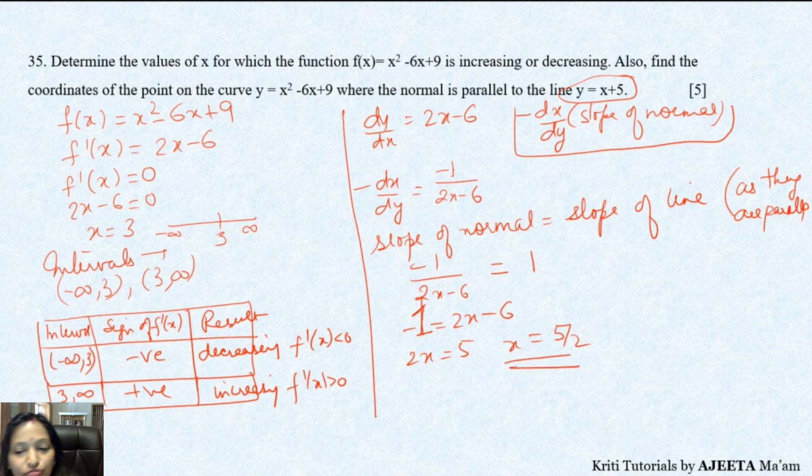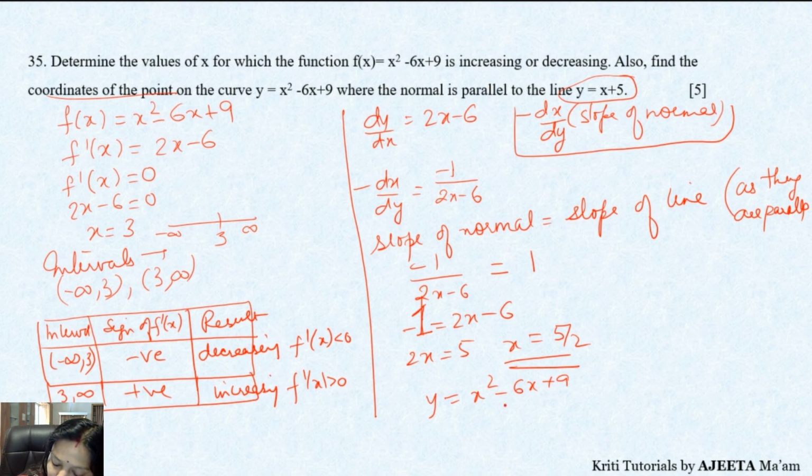So this is x is 5 by 2. Now corresponding to x, we will find y also, because we have to find the coordinates of the point. What we have to find? The coordinates of the point. Let's find the corresponding y. So y will be equal to x square minus 6x plus 9. Don't forget that x is equal to 5 by 2 will not give you full marks, okay?